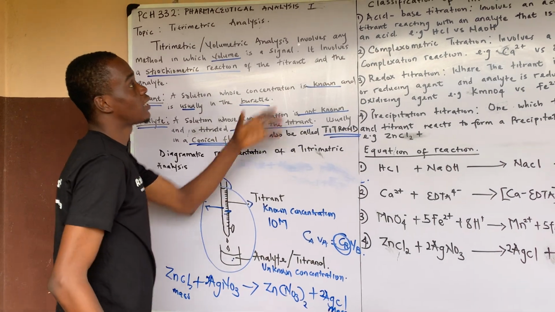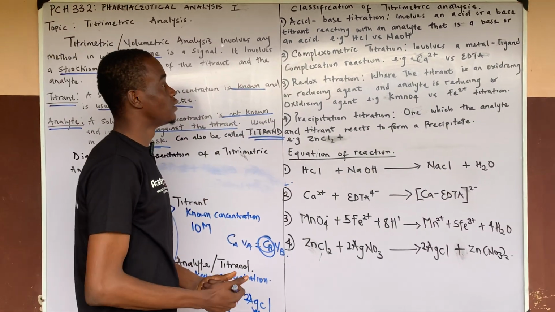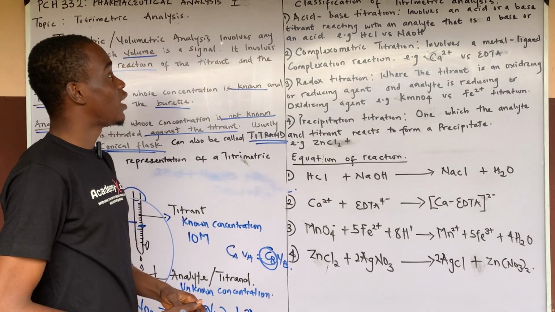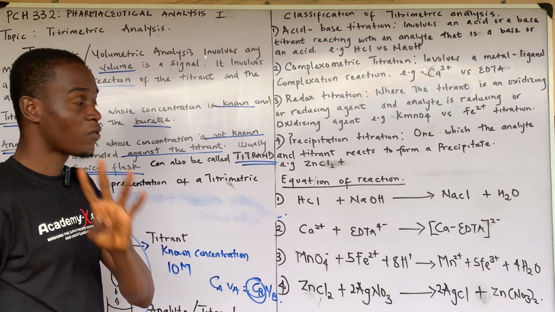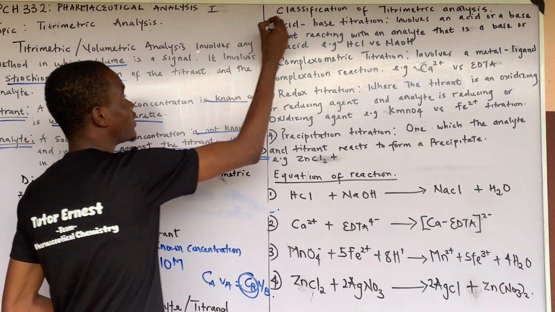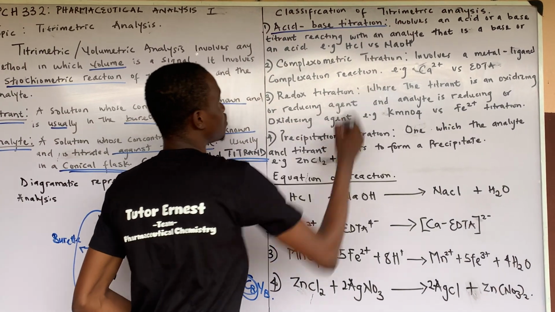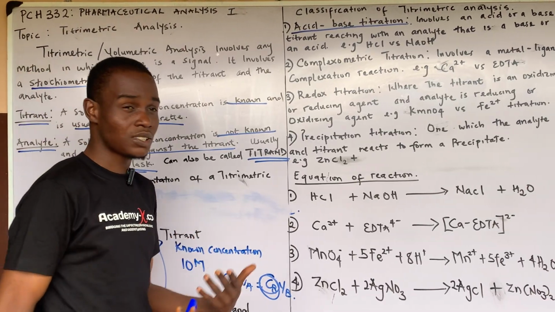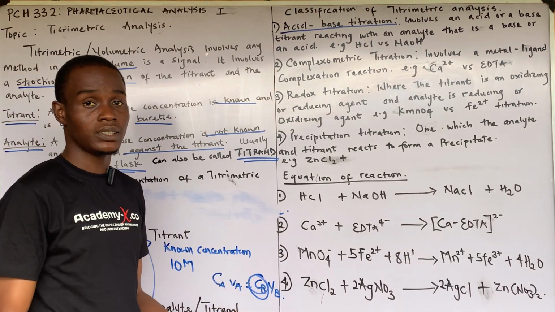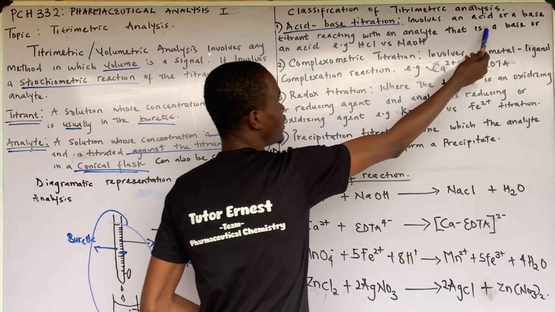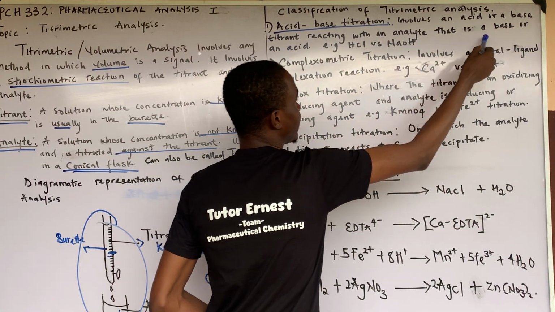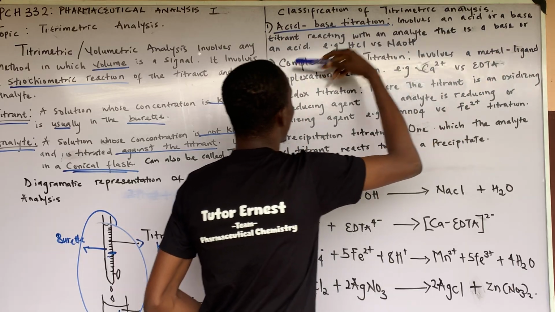Now, we want to talk about the classification of titrimetric analysis. How are they classified? Titrimetric analysis is classified into 4 various classes. We have the first class, which is the acid-base titration. From the word acid-base titration, it simply tells you that we're talking about an acid and a base. It involves an acid or a base titrant reacting with an analyte that is a base or an acid.